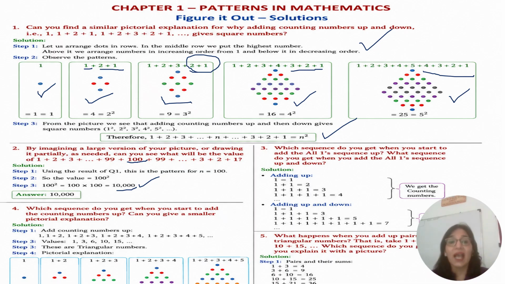So looking at the pattern, children, you will come across where the number is ending. That means the highest number. Okay, we have to arrange it in such a way that the highest number is in the middle, and then it goes in decreasing order. So you need to follow the pattern.